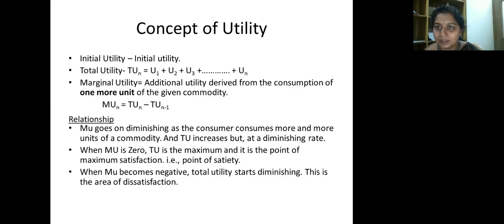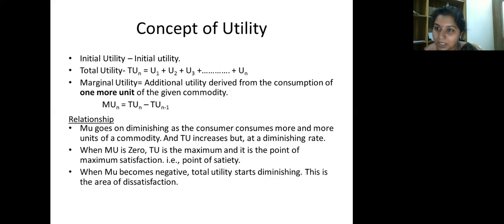When we are trying to measure it, we have to know how to measure it. For that, three concepts will be supportive. The first one is initial utility: the utility you derive from the first unit, because from there only we will start. Then total utility. If you are consuming 5 units, what is the total utility you derive from all 5 units? That is total utility. Utility is additive. That is one of the properties of utility analysis. So you can add: from the first unit, I have got this much of utils. From the second unit, I got this much. So you can add it.